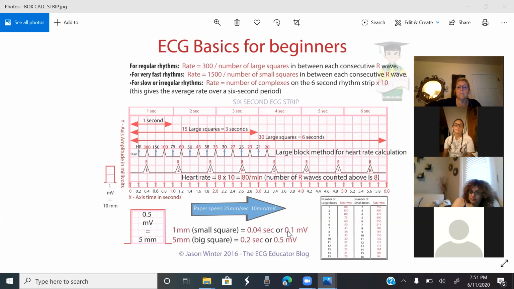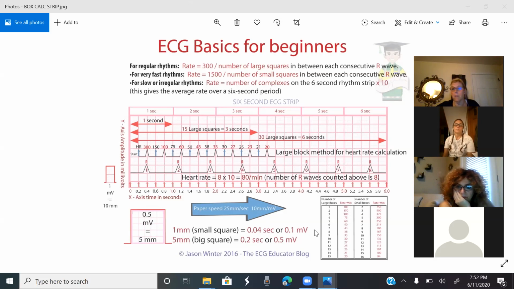Did y'all get this? Did y'all not get this handout from me? Can y'all see it? It says ECG basics. I'll send y'all this. It looks complicated, but it really isn't. It gives you all these things you need to know. 1 millimeter is a small square. It's 0.04.